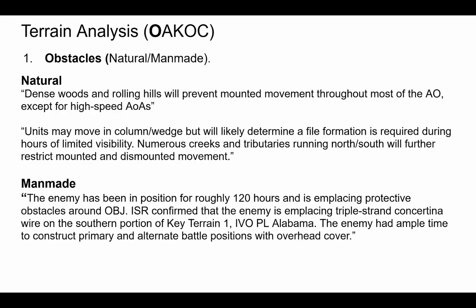When you're doing this, you should be describing what obstacles are going to be there. For natural, like I said, dense woods and rolling hills, but also you need to say, hey, what is this actually going to do? How does this actually affect us? And that's when the second part comes in. So it's going to prevent mounted movement throughout most of the AO. So this doesn't need to be paragraphs of info. It just needs to be maybe 2-3 sentences per critical natural obstacle.